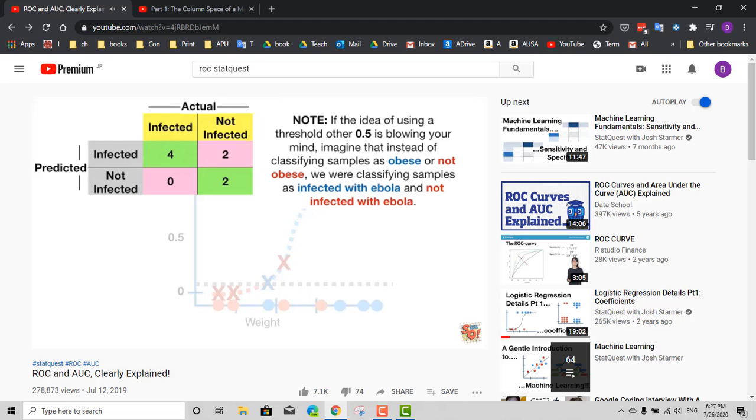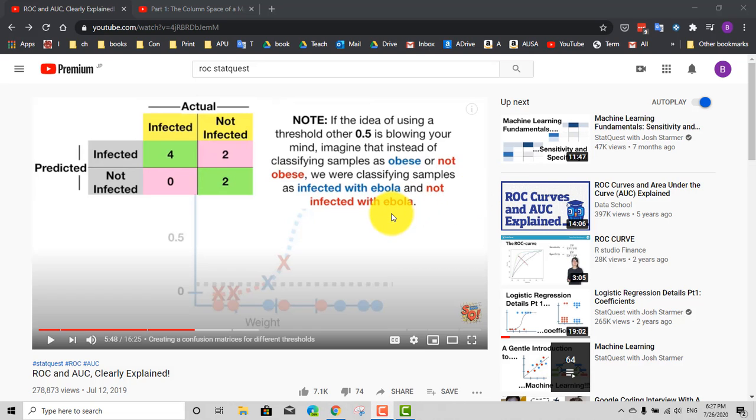Note, if the idea of using a threshold other than 0.5 is blowing your mind, imagine that instead of classifying samples as obese or not obese, we were classifying samples as infected with Ebola and not infected with Ebola. Ebola is such a dangerous disease, and it's very easy to catch from somebody else. So you can't miss anybody. So then you would want to lower the threshold and say, oh, this person has it, this person has it, everybody has it, so we have to quarantine everybody. We can't afford to miss even one person.